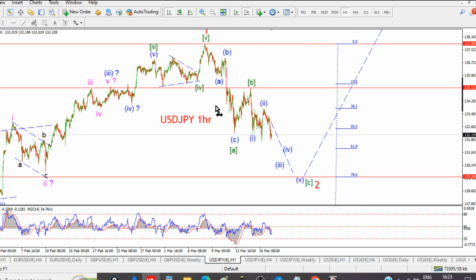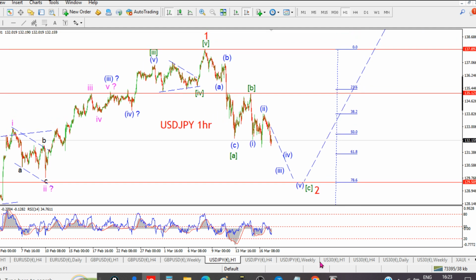I know it's a little bit counterintuitive, but I think it's still worth letting this play out to see if we do get a third wave rally. And that might be more to do with yen decline rather than dollar strength. But, relatively, we'll just see how it goes.